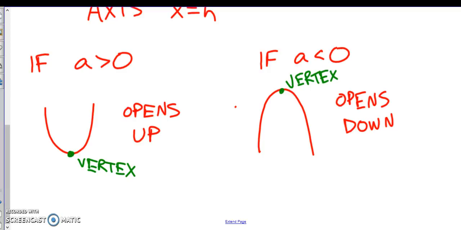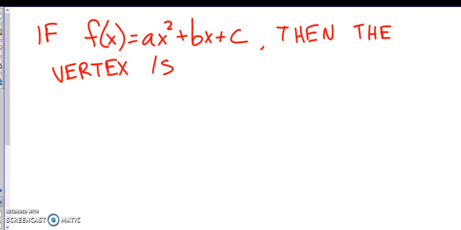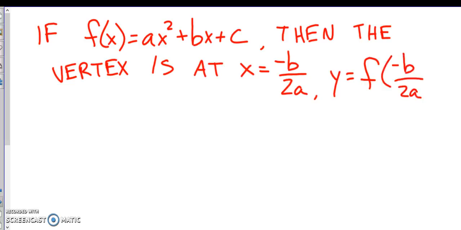So, that works really well. But a lot of times your equation isn't in vertex form. So if that's the case, so if f of x equals ax squared plus bx plus c, then the vertex is at x equals negative b over 2a, and y equals f of negative b over 2a. In other words, once you figure out the x, you plug it into the function to get the y.